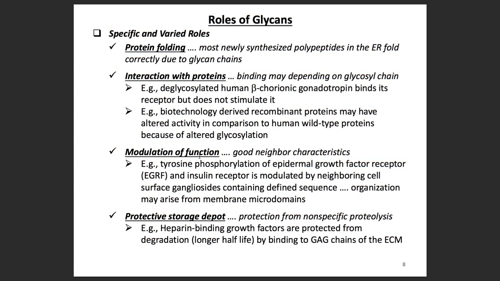They can actually also modulate function, which is an added important role. Here's an example. Tyrosine phosphorylation of EGFR and insulin receptor is modulated by neighboring cell surface gangliosides containing a defined sequence. Okay, pretty important piece, primarily because a lot of different gangliosides, glycolipids come together, and they engineer this phosphorylation, which is extremely important, which means that you can only have this signal. Phosphorylation is generally a signal to turn on something. So you can only have the signal if you have the appropriate localization of the receptor. Otherwise, the signal is simply not in use, which is pretty impressive.